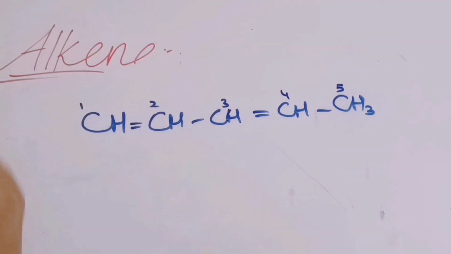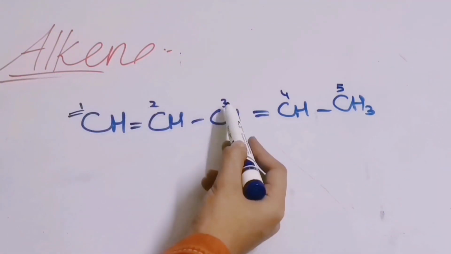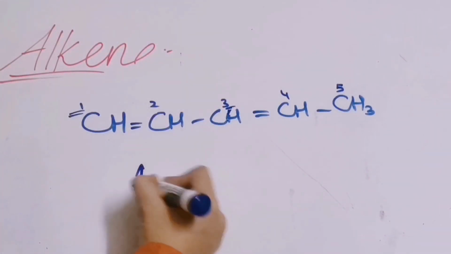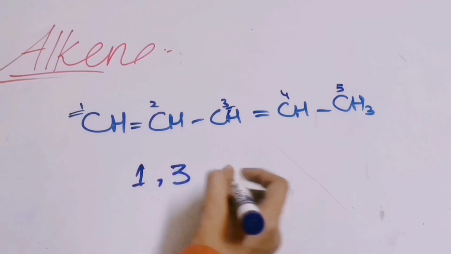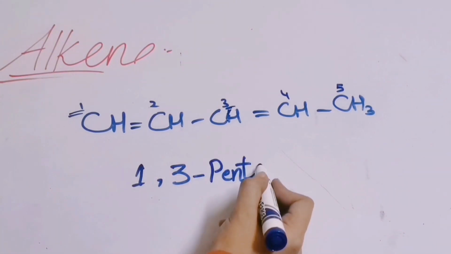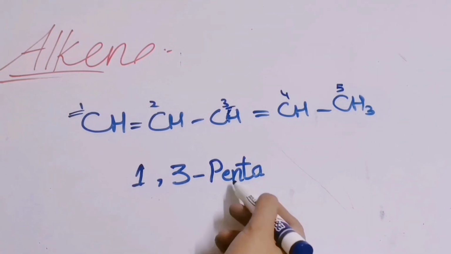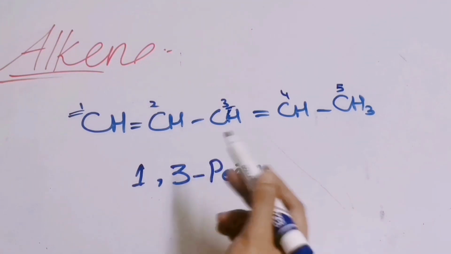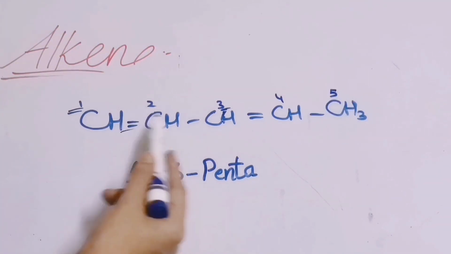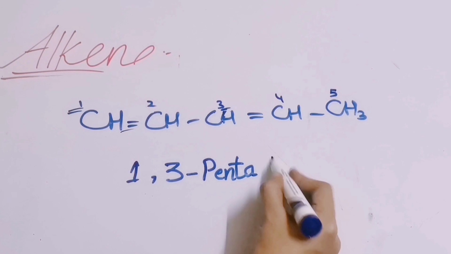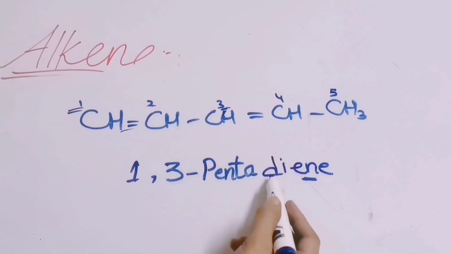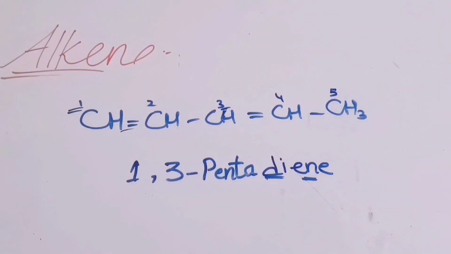Now the double bonds are present on position 1 and 3. While writing the name, we will write the position of the double bond 1, 3. Then we will draw the hyphen and then we will use penta. Penta represents 5 carbons, that there are 5 carbons present in this compound. And how many double bonds are present? 2. So we will write di and then we will write ene. Ene is representing the double bonds and di means that there are 2 double bonds present.